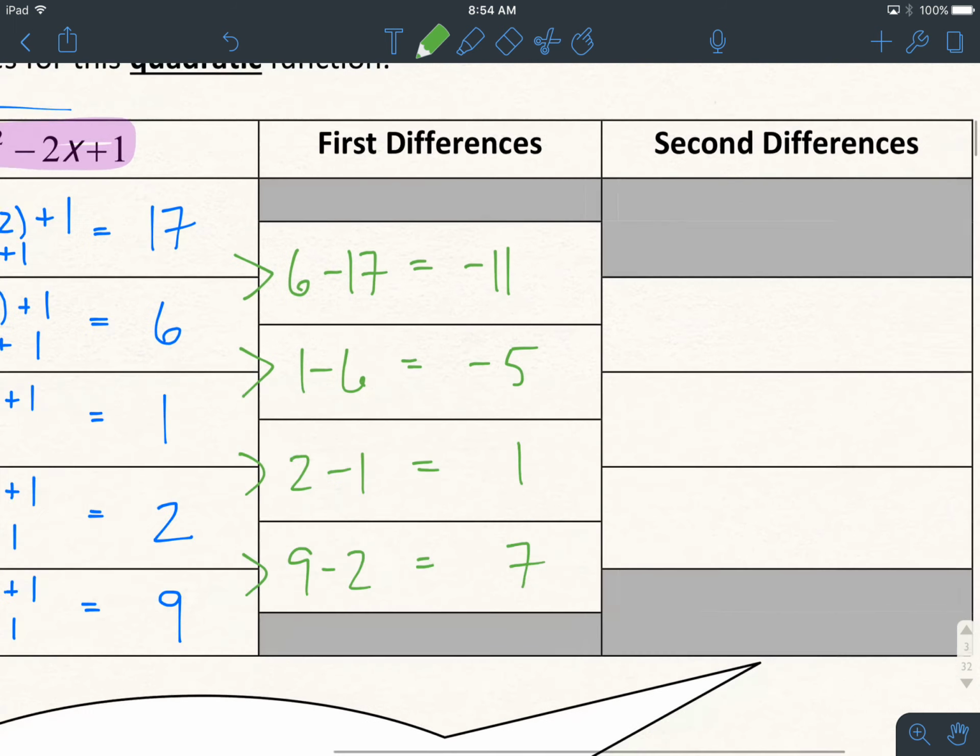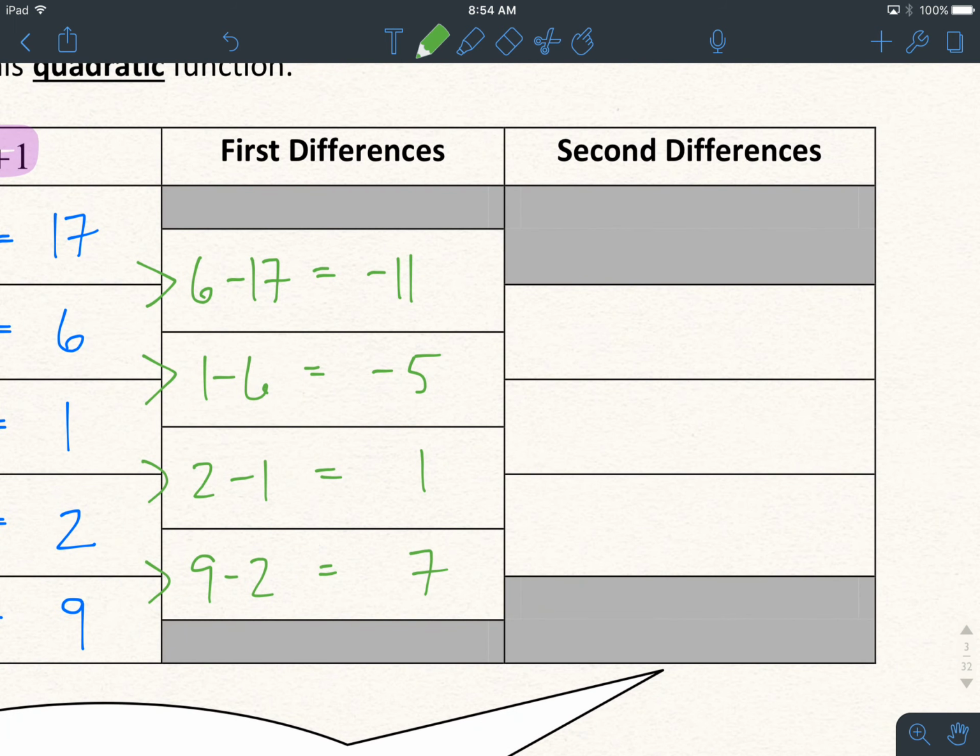Okie doke. First differences are not constant. So what does that tell us? Just one thing at this point. This is not going to be a straight line, which we can probably tell by the table of values. Now we're going to tackle second differences. Second differences are the same as first differences, except instead of doing it from those original y values, we're calculating our second differences based on our first differences.